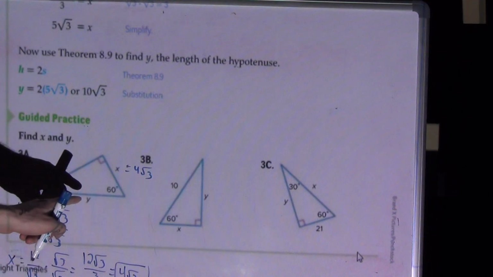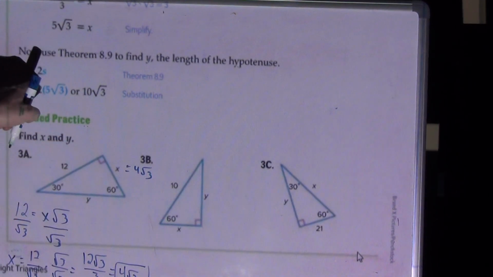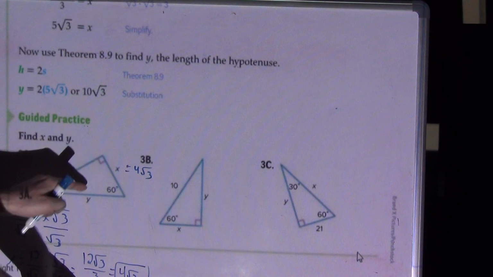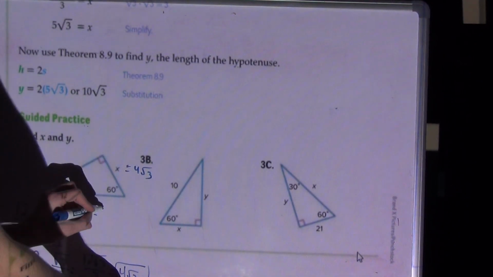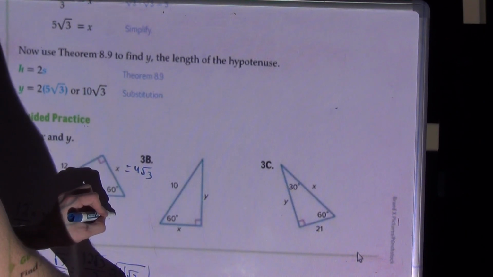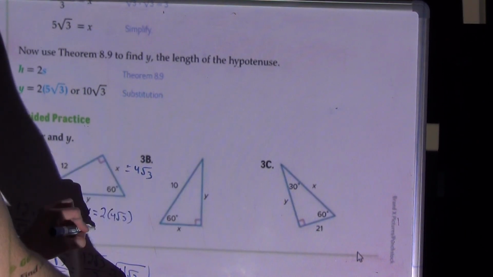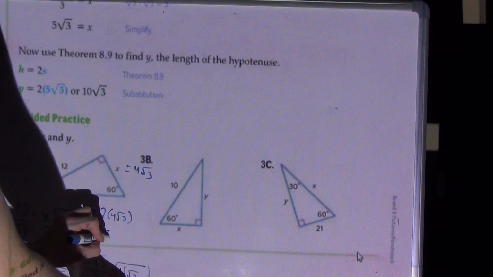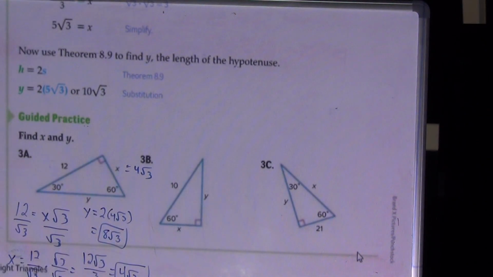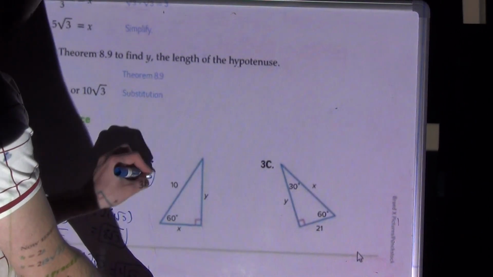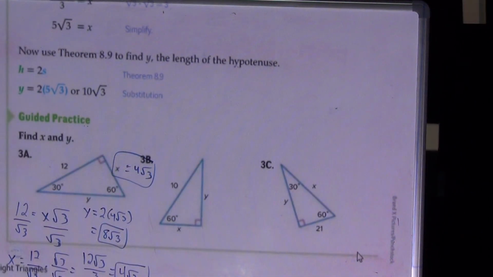Alright? Then y there, remember what we just learned up there, the side across from the 90 is going to be equal to, so y is going to be equal to 2 times 4 square root of 3, which is just going to be 8 square root of 3. Remember, you're just multiplying it by the number on the outside of the radical. So I get x is 4 root 3, and y is 8 root 3.